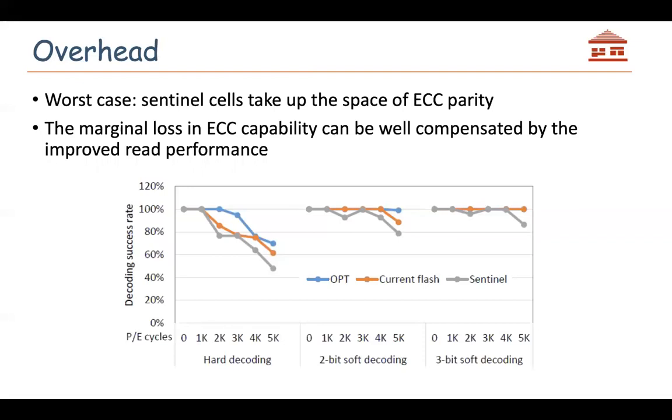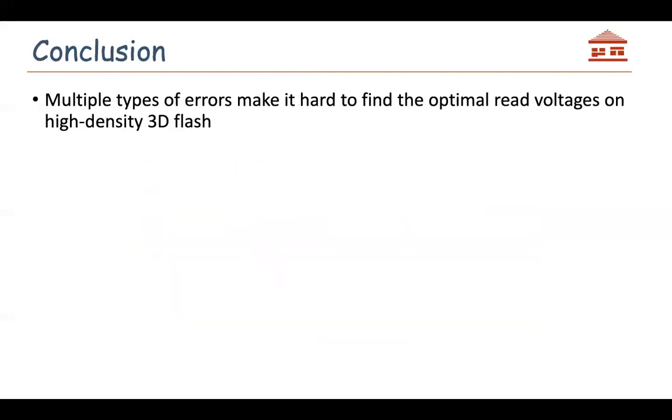We still consider the worst case. What if the sentinel cells take up the space of ECC parity? The figure shows the comparison of the ECC capability. The proposed approach leads to a marginal loss in error correction capability, which can be well compensated by the improved read performance. Finally, it's the conclusion of this work.